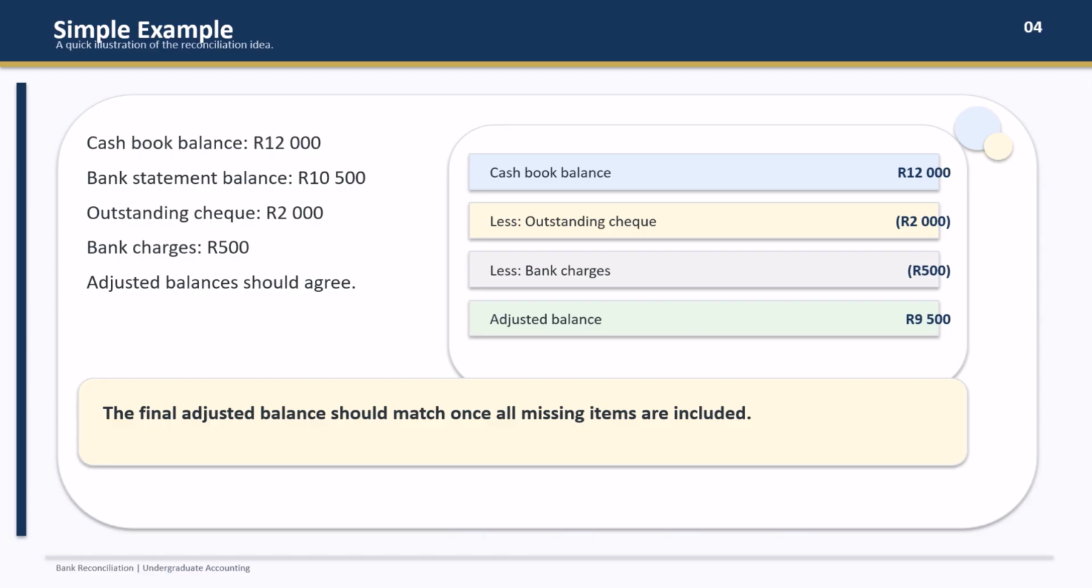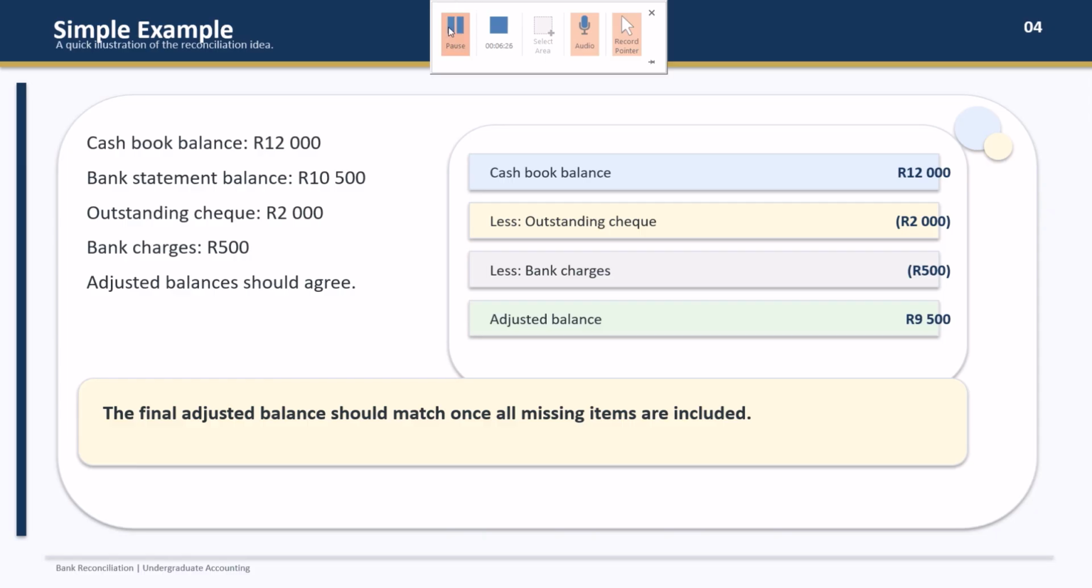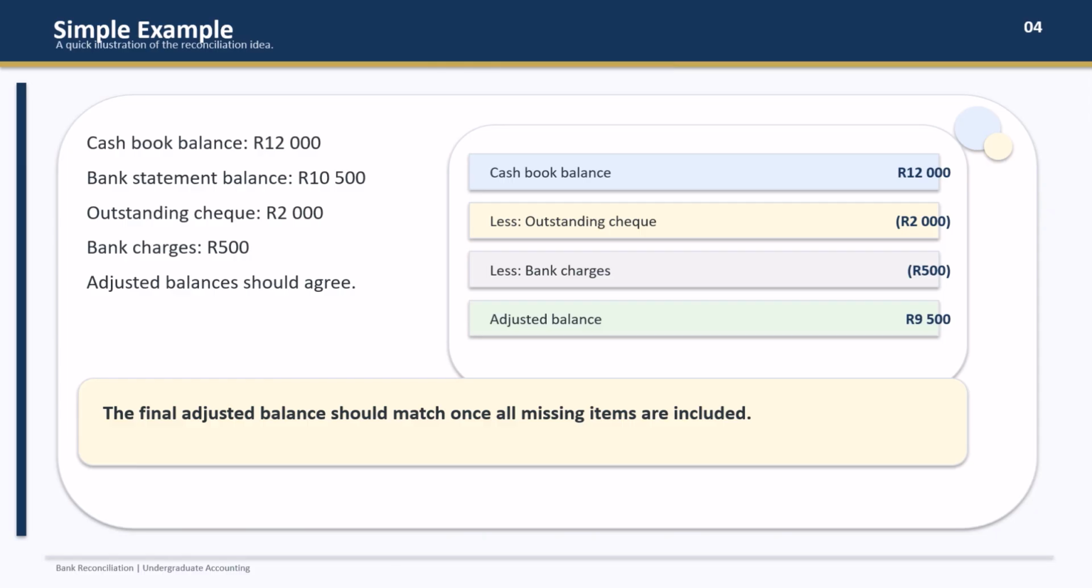And then we also minus the banking charges, assuming that it was also not recorded in the cash payment journal. So therefore, we have a new cash book balance of 9,500. That is basically how you would go about adjusting balances of the cash book. Then let's proceed.